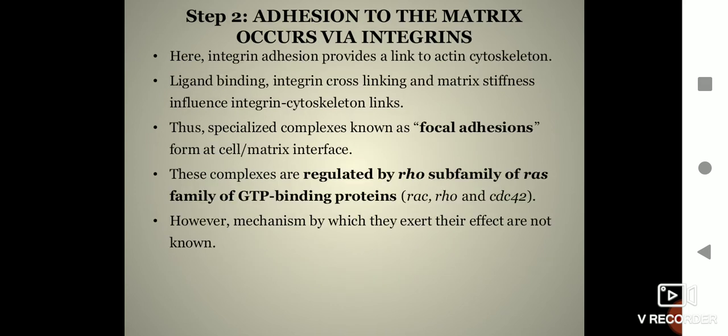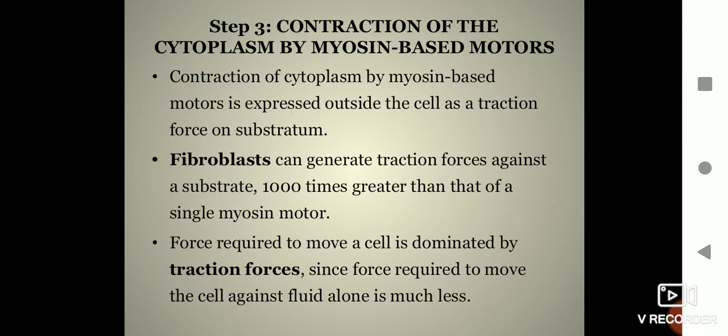Second step is adhesion to the matrix, which occurs via integrin. We have already learnt in the previous class that focal adhesions are the special type of junctions which are formed, which help in the binding of the cell to the ECM, right? Third step is contraction of the cytoplasm, which is carried out by myosin-based motors. Usually the fibroblasts are seen to produce a traction force against the substrate, which will help in pushing the cytoplasm to the front, so that the cell can move in a particular direction.